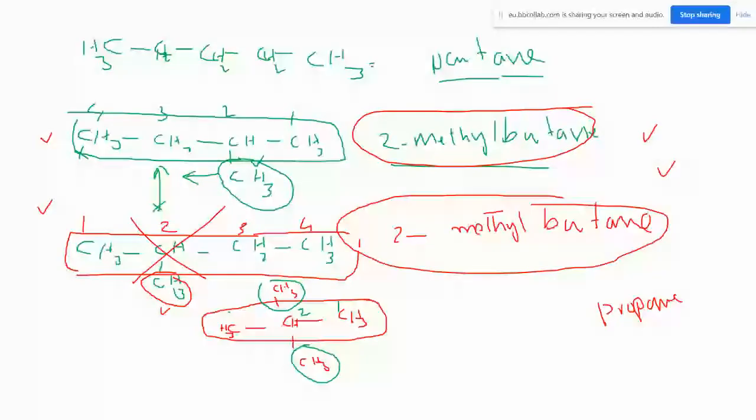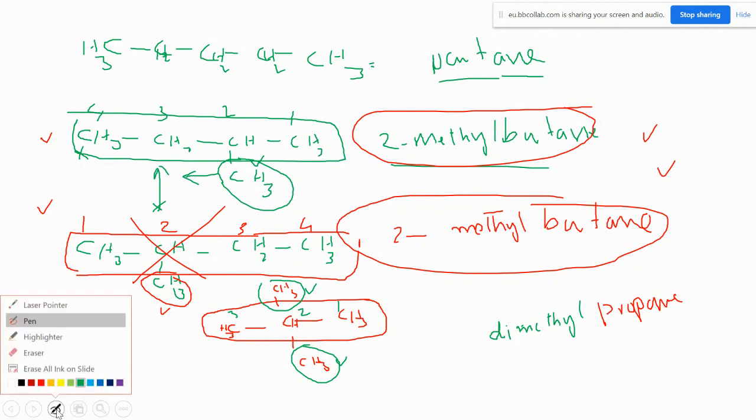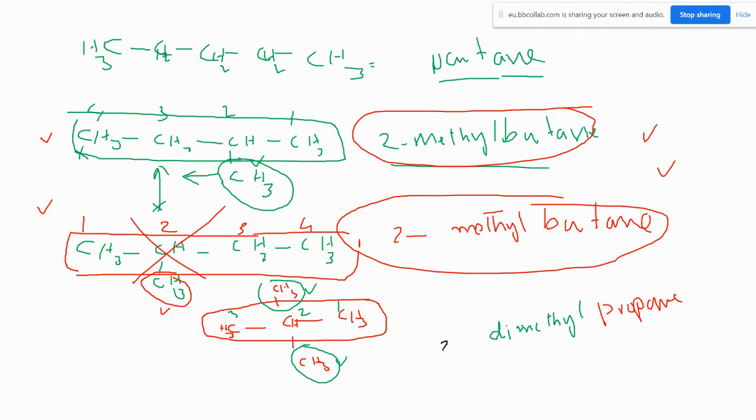1, 2, 3, 2. But how many methyls do we have in total? 2 methyls, 2 branches. So when you have 2 branches, you should write methyl before propane. But there are 2 methyls, you should not write 2 methyl. You should write dimethyl. For 2 branches, you should write di. Dimethyl. But what is the position of both methyls? Position 2. 2 for 1 methyl, comma, 2 for the other methyl. So we should write 2,2-dimethylpropane.